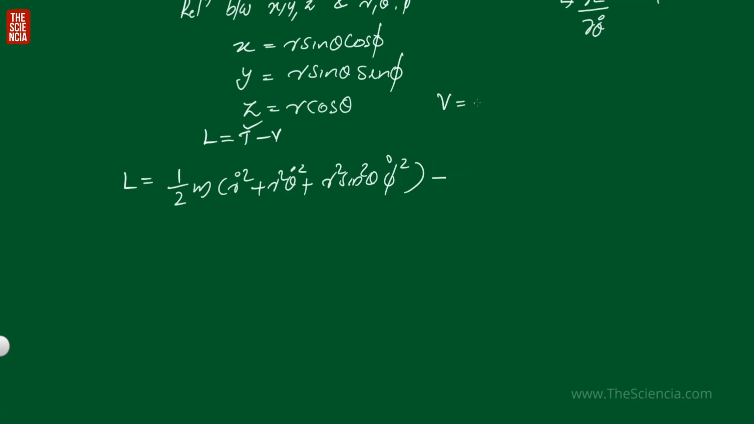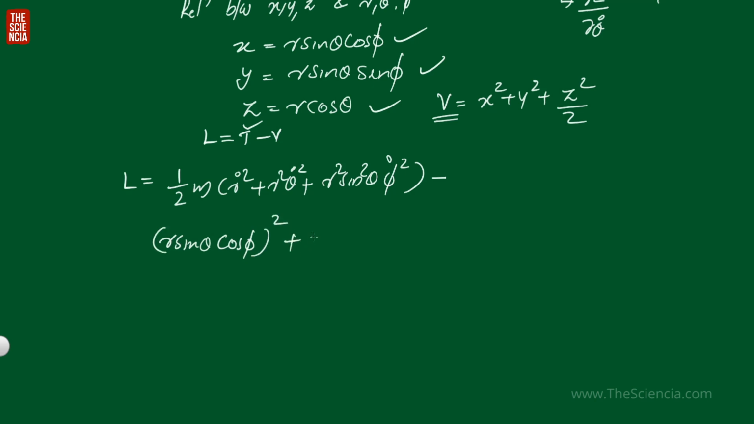What is V? V is equal to (x square plus y square plus z square) by 2. So we have to substitute these values of x, y and z in this equation. So what do we get? x square, that is (r sin theta cos phi) all square, plus y square, that is (r sin theta sin phi) all square, plus 1 by 2 z square, that is r square cos square theta. Here you can see these are common terms, so we can take them outside, and we get r square sin square theta into (cos square phi plus sin square phi).